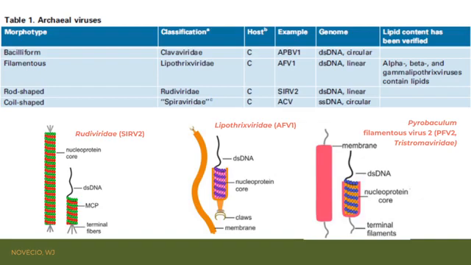a coiling nucleoprotein fiber. So we have here the schematic representation of the SIRV2 particle under Rudiviridae, revealing its internal structure, and the MCP, or major capsid protein, homodimers are depicted in green and red, whereas the linear double-stranded DNA is shown as a black line. The second figure is the schematic representation of the AFV1 virion, and the MCP heterodimers are depicted in purple and magenta. The membrane is shown in orange, and the linear double-stranded DNA is represented as a black line.